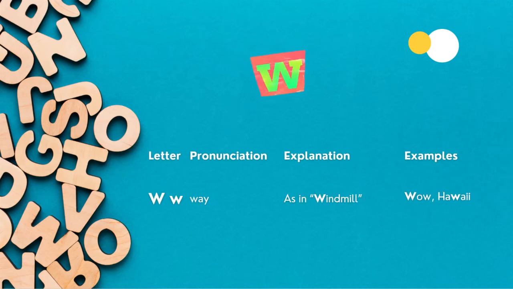All right. Nice one. We go to the W. The W. And the W is the way. The way. It's almost like a way, right, in English. And the explanation is like, for example, in windmill. Windmill. Other examples are wow or Hawaii. So that is the way. Repeat after me. Way. Yes, that is the way.